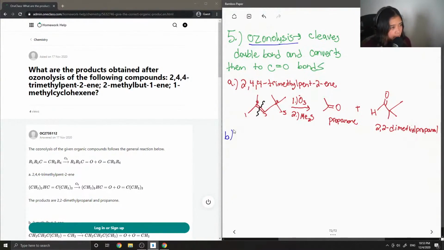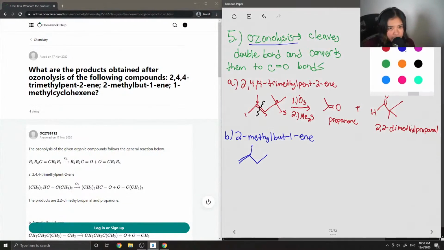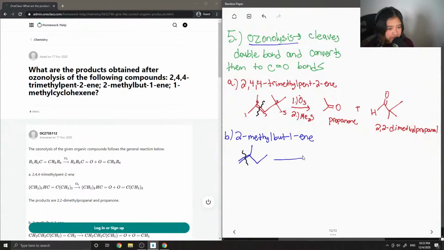Let's do the same thing for the next compound, 2-methyl-but-1-ene. So I'm going to draw my parent chain, which is 4 carbons long, and then there is a double bond on carbon 1, and on carbon 2 there is a methyl group. Again, I'm just going to show where my double bond will be cleaved, and then write down my reagents.